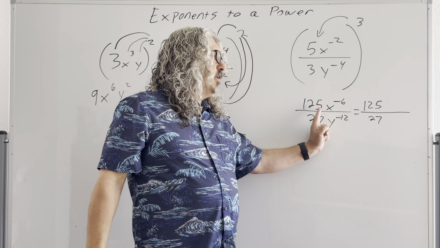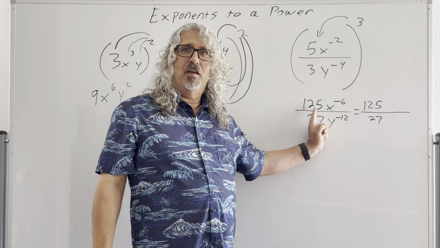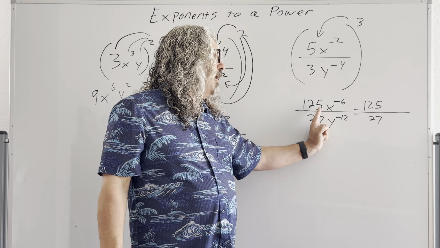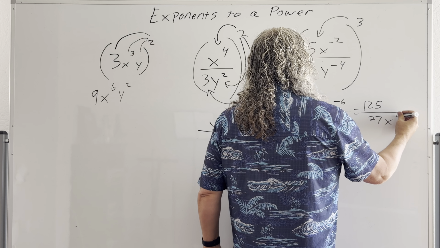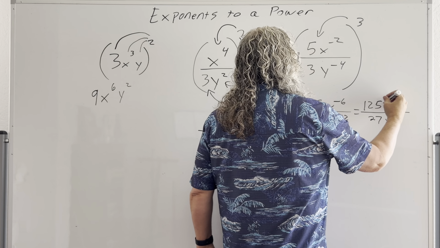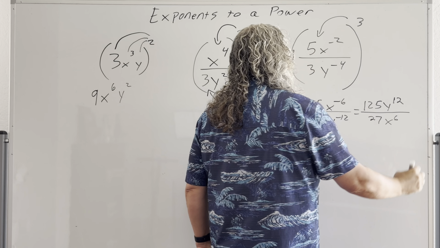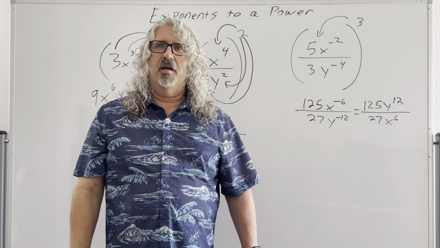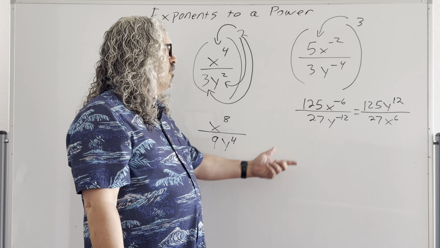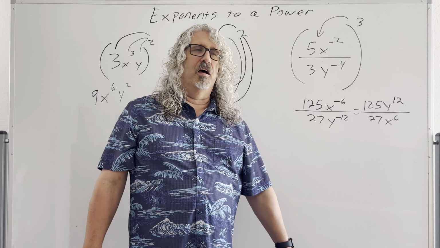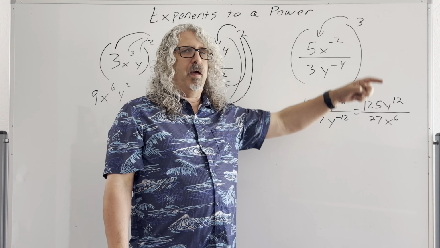The x is not attached to that 125. It's considered a separate thing. So that x right there is going to go down here to the 6, and the y is going to become positive up there. Okay? And so that's how we're going to treat that. So there, my friends, is how we will do with the negative exponents and with the power to a power.